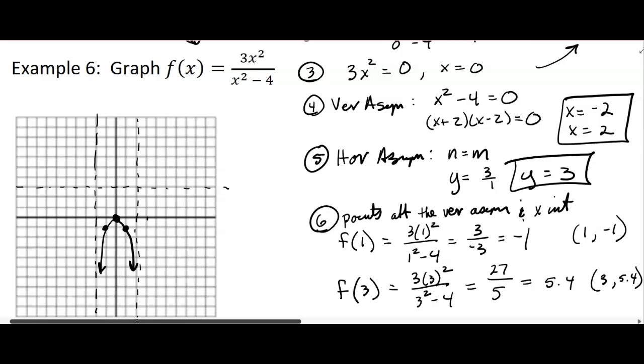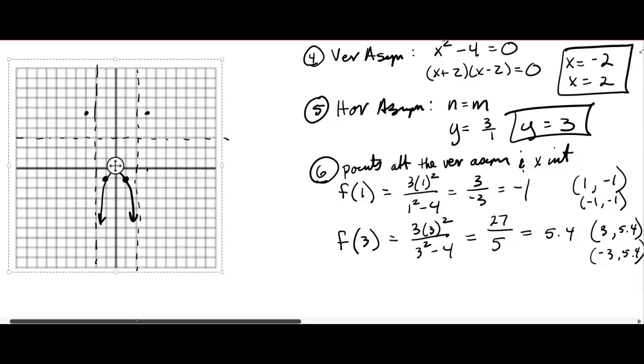I didn't write, when we had 1, negative 1, there was another ordered pair, negative 1, negative 1. I graphed it, but that's because of that symmetry. So if I have the point 3, 5.4, there's another one at negative 3, 5.4. Okay, and we can graph those. So 1, 2, 3, and then 1, 2, 3, 4, 5.4. So maybe about there. And then let's look at the other side, which is going to be about there. Okay, maybe I want to find one more point. Let's find f of 4 just to do some extra work here.